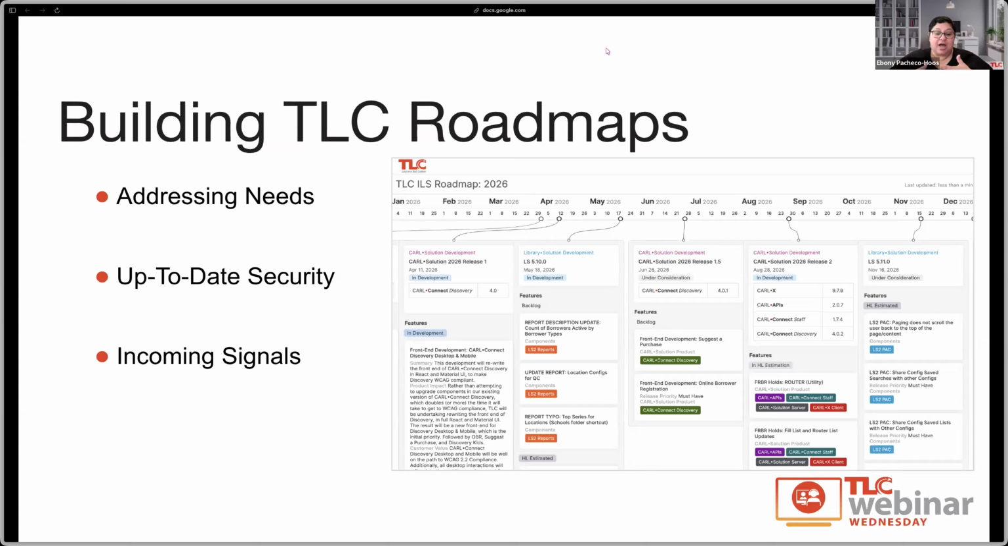There's also the needs of the product itself. What does Library.Solution need to be able to continue to function? What does Carl Solution need as we really go in and take a look at functionality that is available to our libraries? When it comes to addressing needs, we're also looking at the needs of the library market itself.